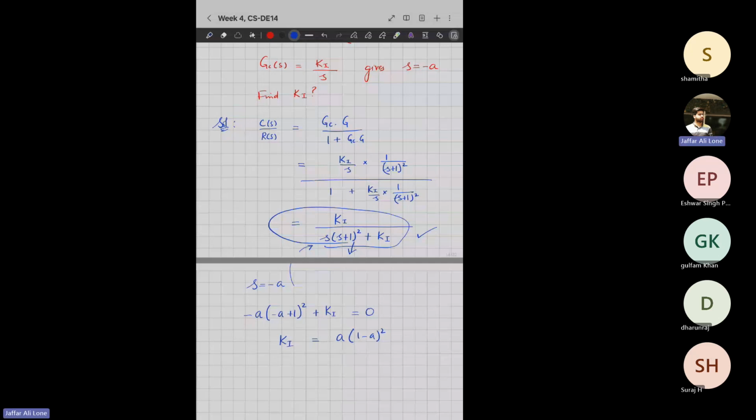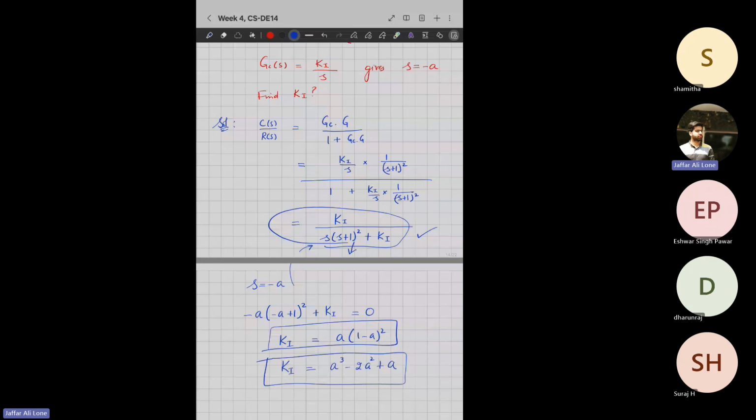Or if we solve it, just evaluate A into 1 minus A whole square. It will be A cube minus 2A square plus A. Either this is the answer or this is the answer, it depends on the options. So the value of Ki is this. Perfect.